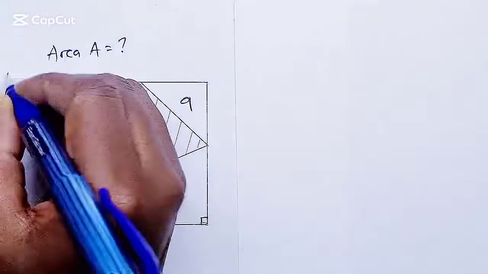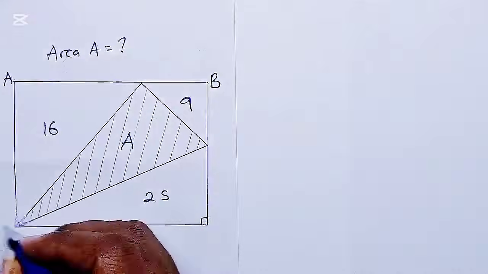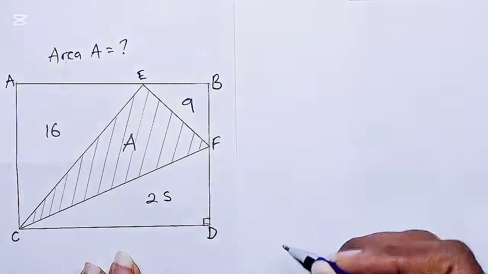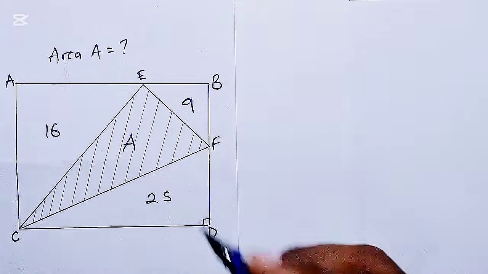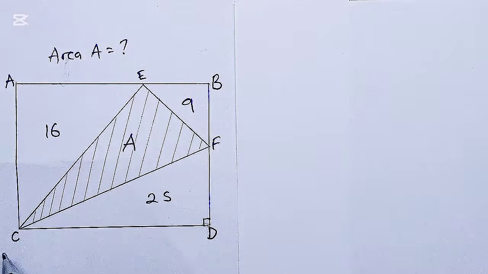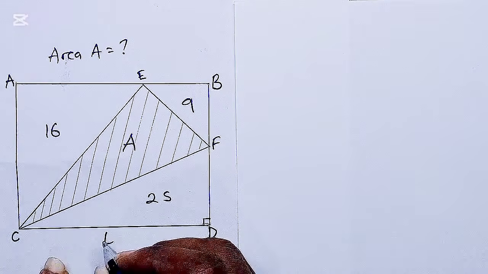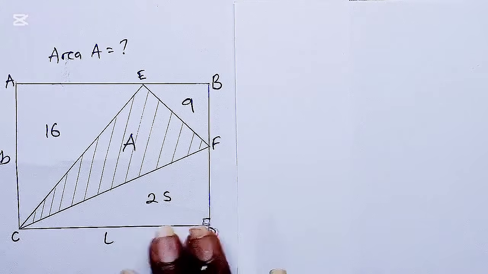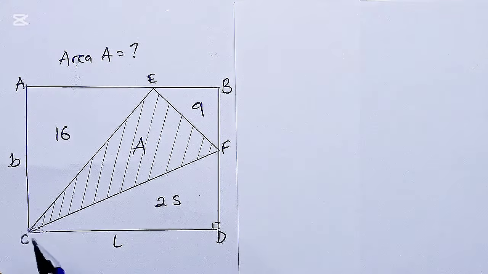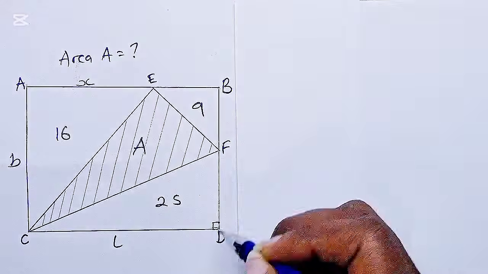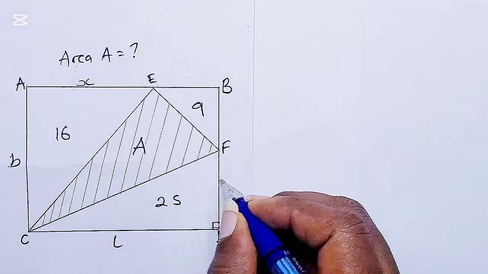Let me call this A, B, C, D, E, and this F. As you can see, ABCD is a rectangle. Now let's call CD L, and AC B. So AC is B and CD is L. Also, let AE be equal to X, and let FD be Y.